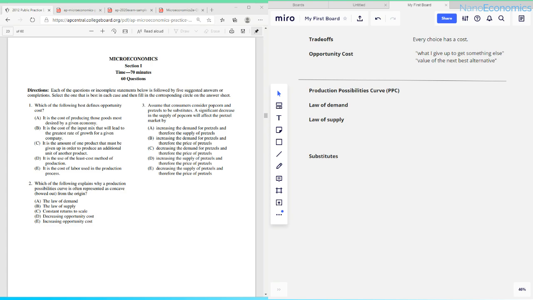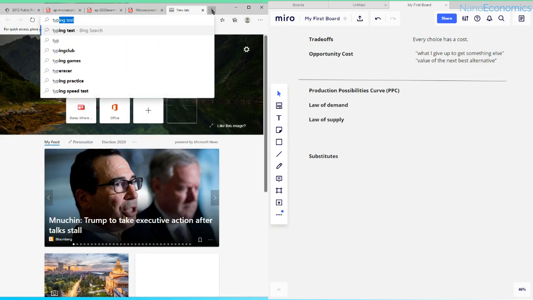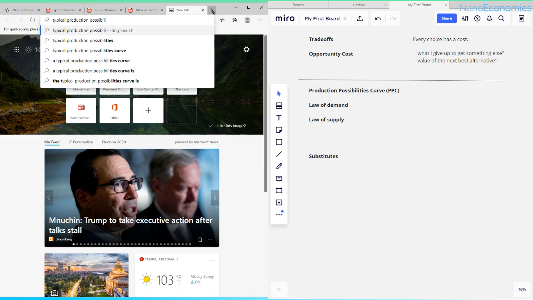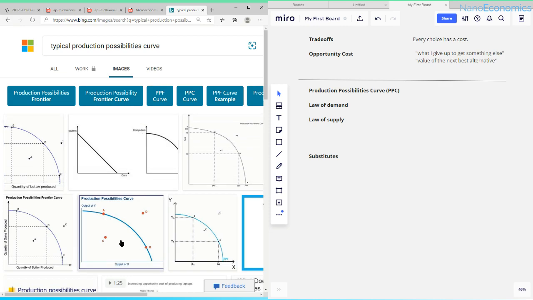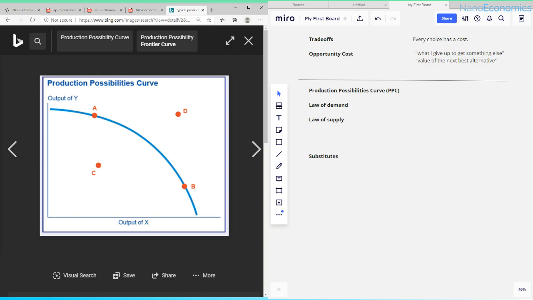So number two, which of the following explains why a production possibilities curve is often represented as concave or bowed out from the origin? In other words, what we typically see with a production possibilities curve is this bowed out image. And I'm going to go ahead and grab this one just because it's a good representation. The reasoning behind that is because there's a difference between good X and good Y. So that would be why we have a bowed out shape to our production possibilities curve.